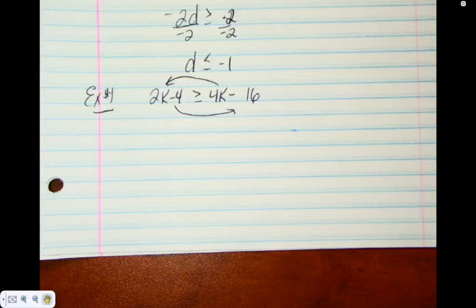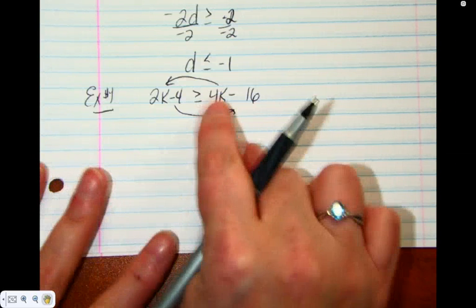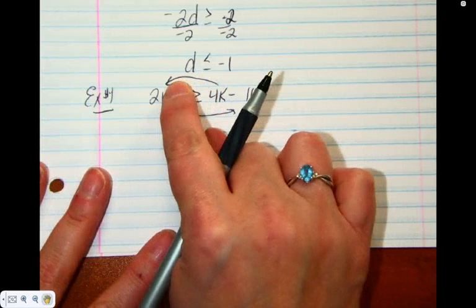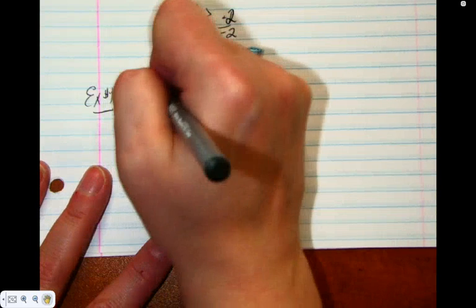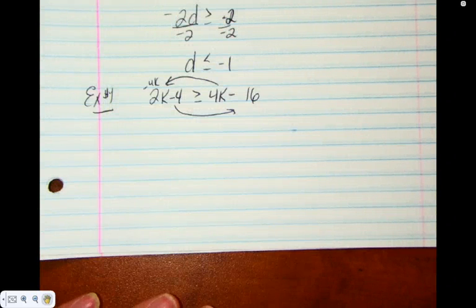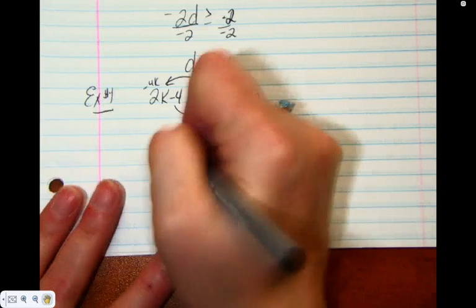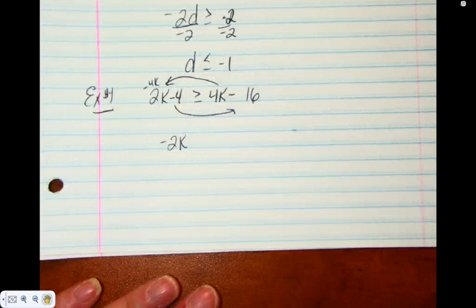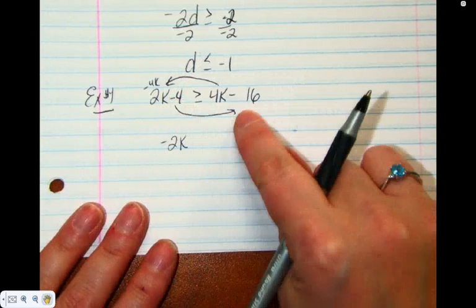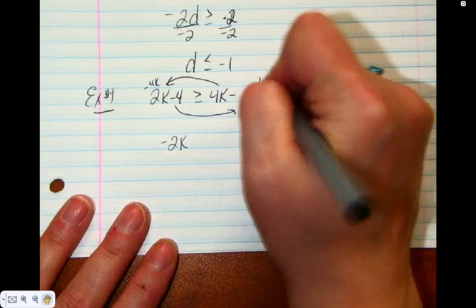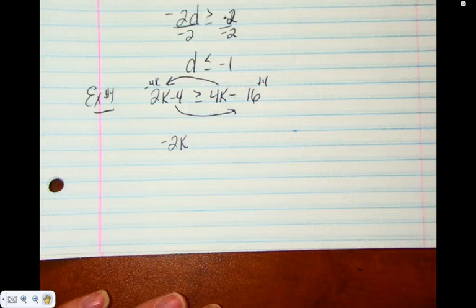And again, if you want to do it in 2 steps, do it in 2 steps. What happens to positive 4k when he comes over? Negative 4k. So negative 4k plus 2k. What happens to negative 4 when he goes over? So minus 16 plus 4.